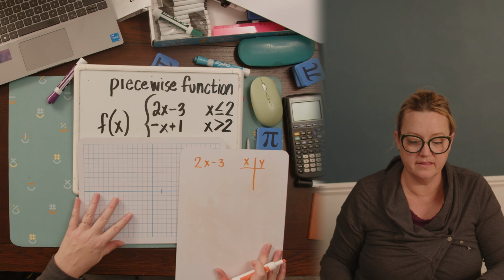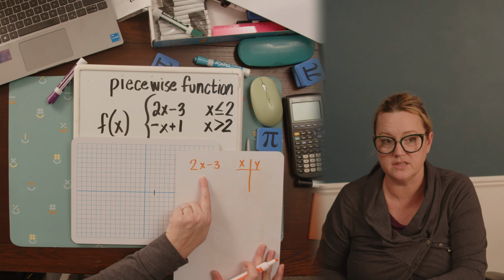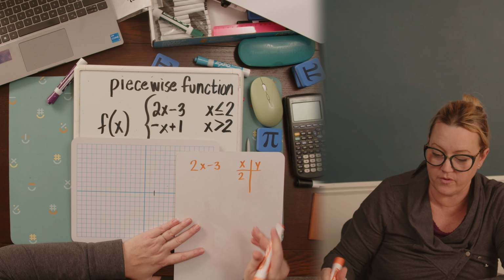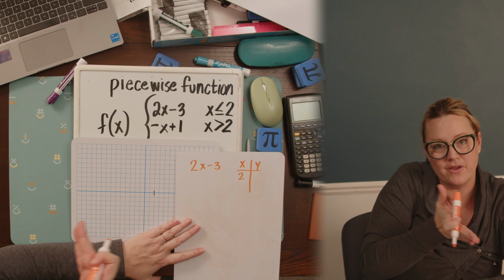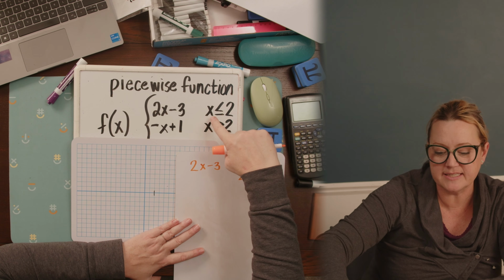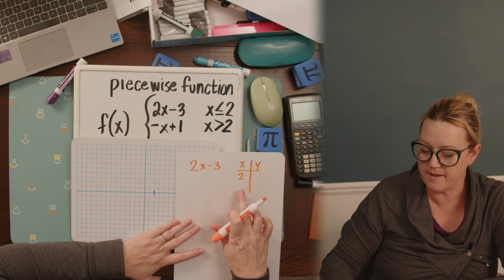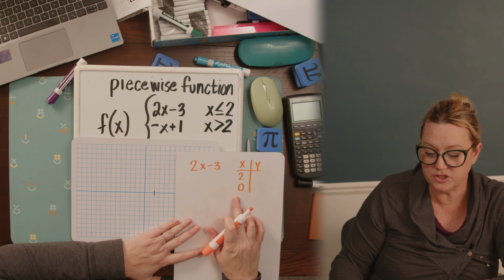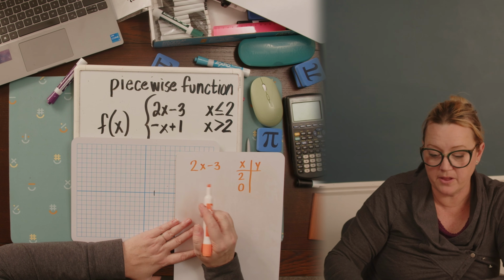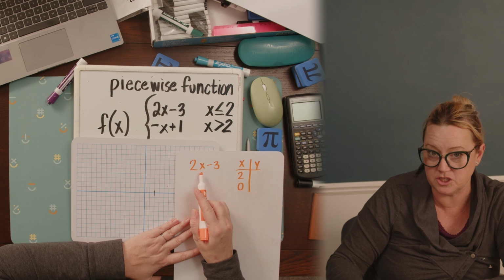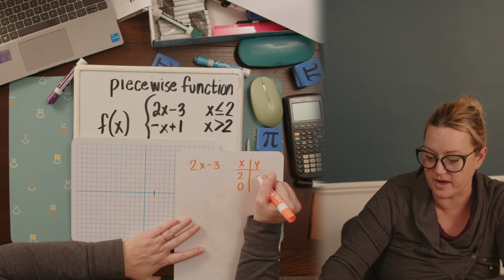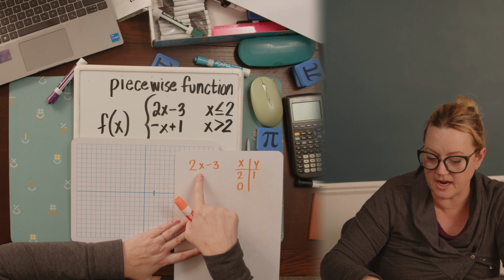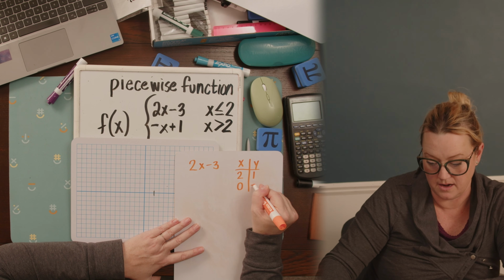Since I know this is a line, because there's no exponents on the x, I want to figure out what that value is at 2. And then I want to pick a value that's less than 2 for my x, because that's where my line is going to go. So 2 and let's say 0. When x is 2, I plug in my 2 for x. So I have 2 times 2 minus 3, so that's 4 minus 3, which gives me 1. And when x is 0, I've got 2 times 0 minus 3, which gives me negative 3.